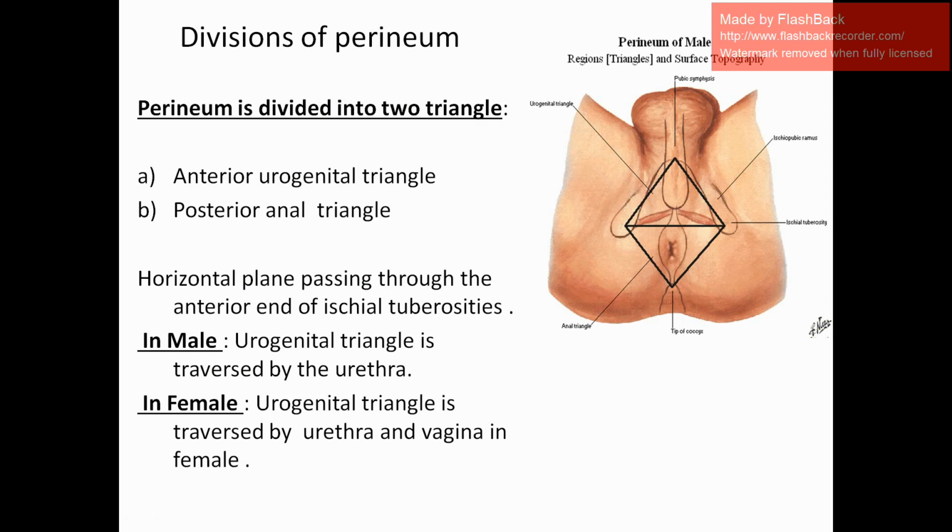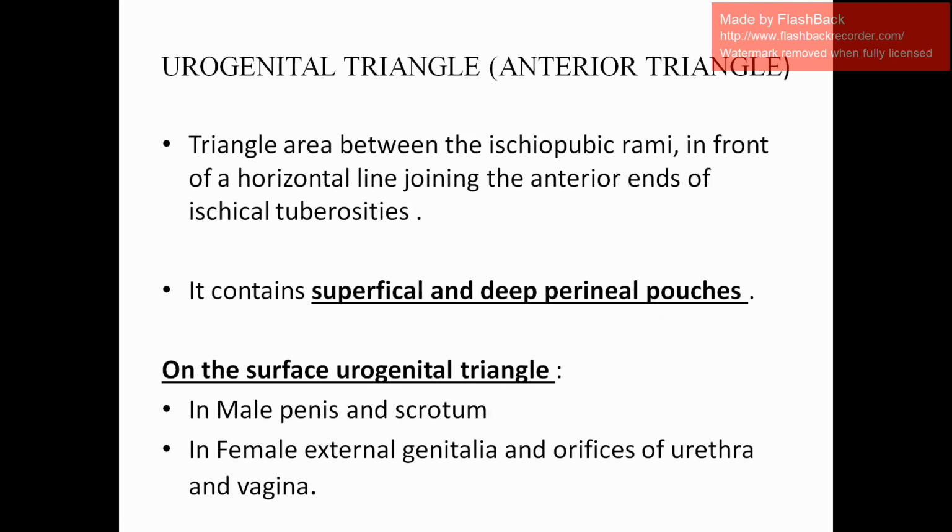The perineum is divided into two triangles, that is the anterior urogenital triangle and posteriorly the anal triangle. Now these triangles are divided by a horizontal plane passing through the anterior end of ischial tuberosity. In males, urogenital triangle is traversed by urethra, and in females, urogenital triangle is traversed by urethra and vagina. Now, we'll see what is urogenital triangle.